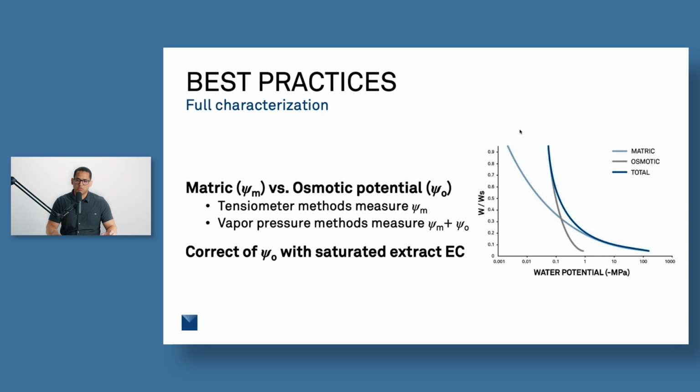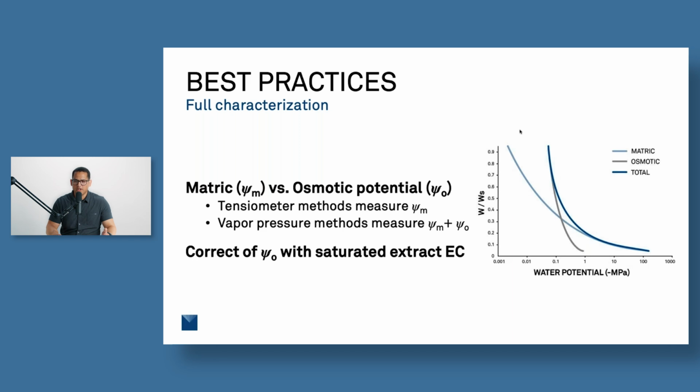So here you can see an example of what that looks like. You see a complete soil moisture release curve of the matrix section, and then you see how the osmotic section, as we start to get wetter, starts to become more appreciable and push that up. So when we're trying to get that total soil moisture release curve, it diverges away from that matric soil moisture release curve.